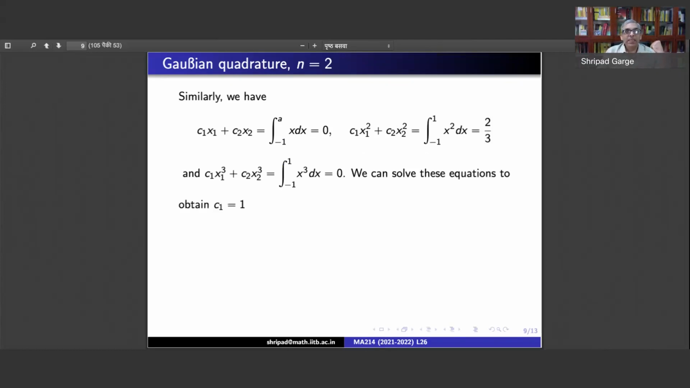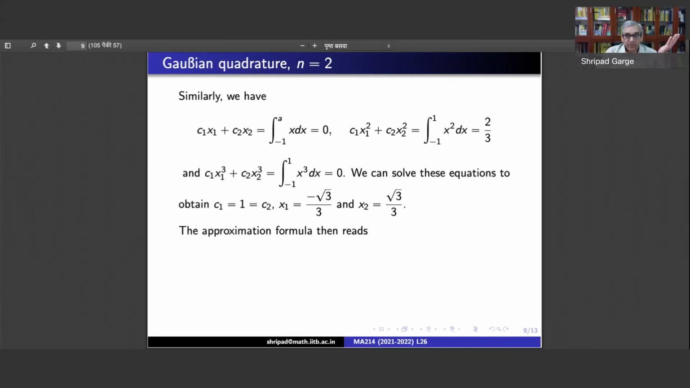I leave the solution to you to verify that c1 is 1, c2 is 1, x1 is minus root 3 by 3, and x2 is plus root 3 by 3. So our formula will now read integration -1 to 1 f(x) dx is f(minus root 3 by 3) plus f(root 3 by 3). That's all. The coefficients happen to be 1 in this case, so we were lucky.